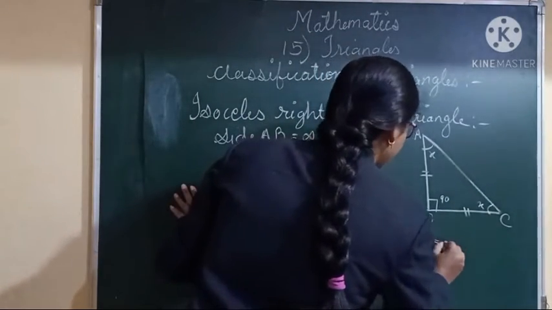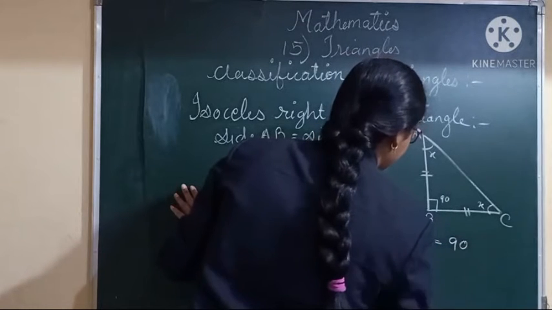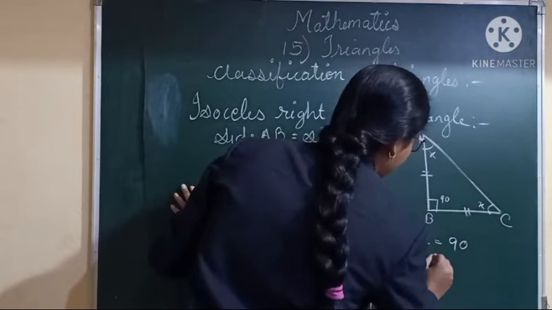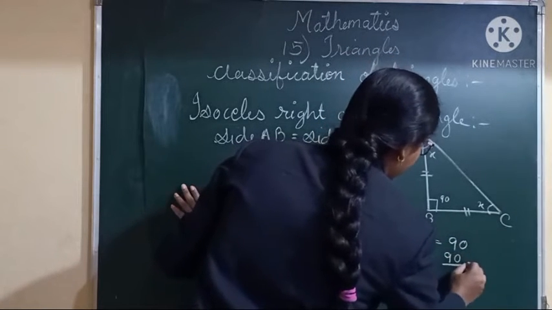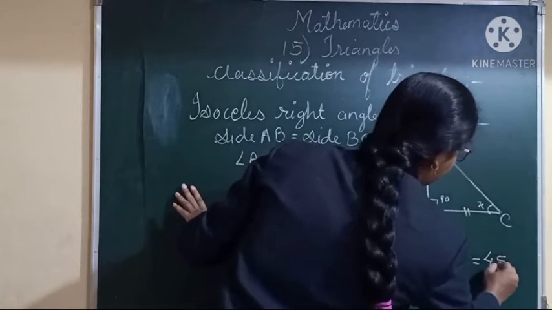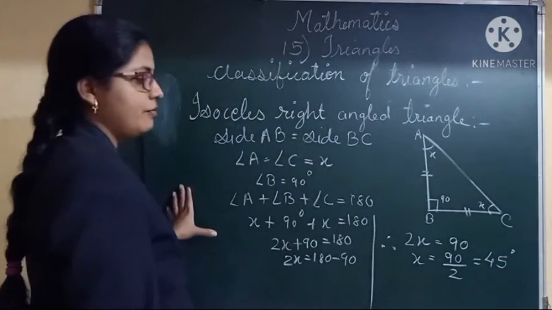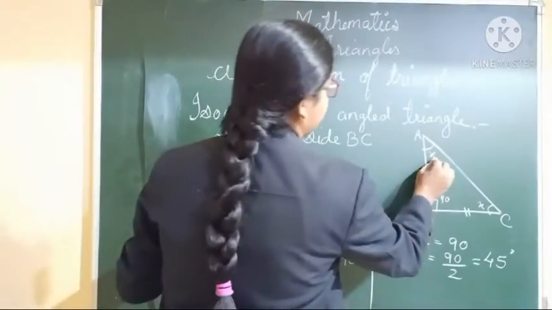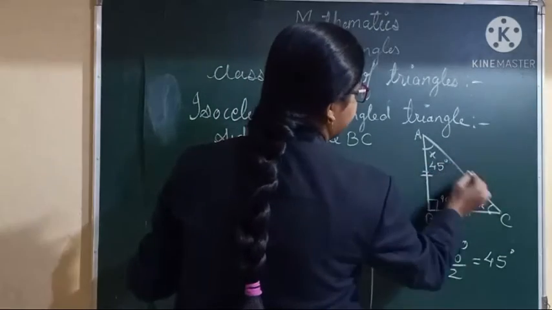Therefore, 2x equals 180 minus 90, which is 90. So x equals 90 divided by 2, and the answer we get here is 45 degrees. So now we have the value of x, that is 45 degrees.